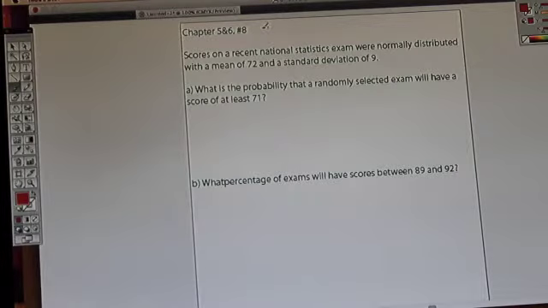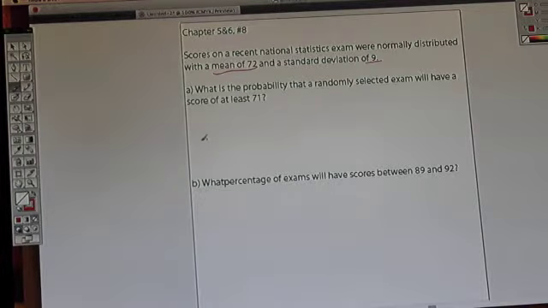Moving on to chapters 5 and 6 test, we're going to work on problem number 8. Scores on a recent national statistics exam were normally distributed, with a mean of 72 and a standard deviation of 9. We have a two-part question. Part A is, what is the probability that a randomly selected exam will have a score of at least 71? And part B is, what percentage of the exams will have scores between 89 and 92?